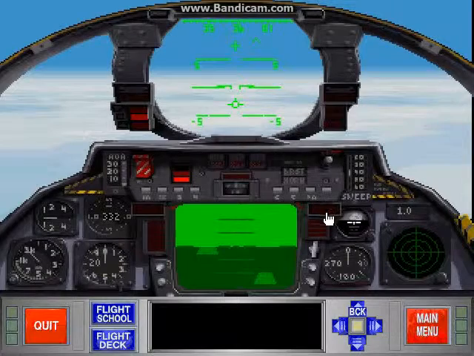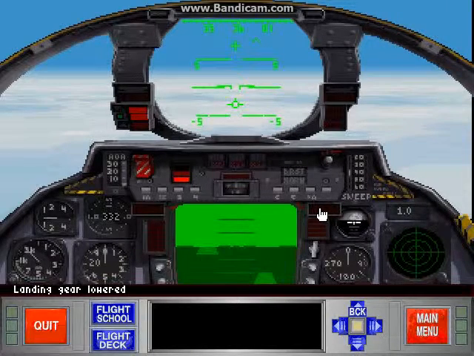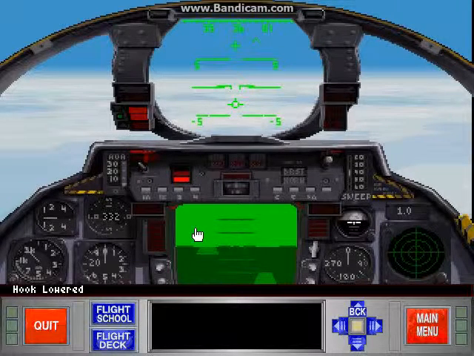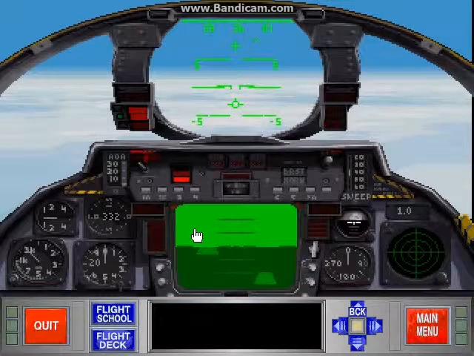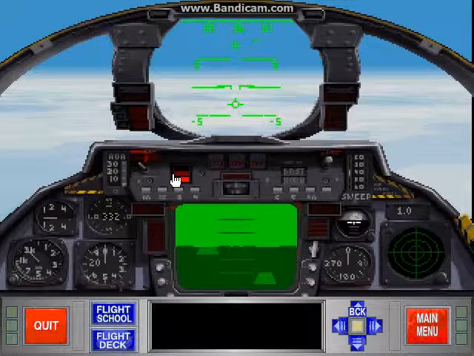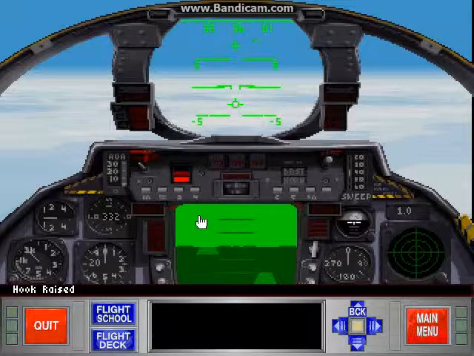Speed brake out, landing gear lowered, external fuel tanks jettisoned, arrestor hook lowered. Speed brake in, landing gear raised, arrestor hook raised.